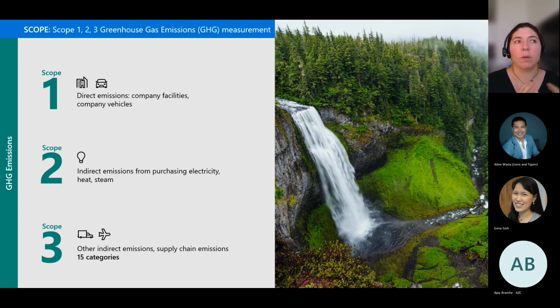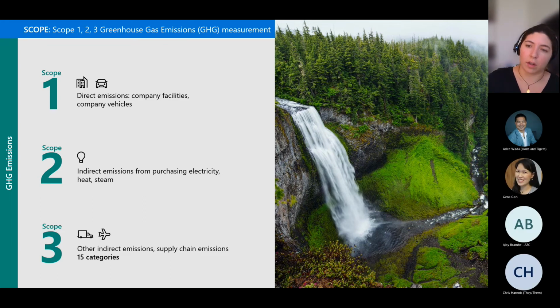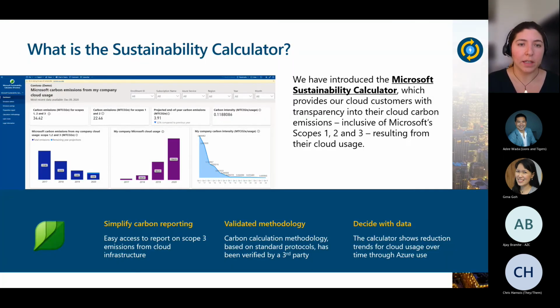And fun fact, we as a cloud vendor will typically classify as a scope 3 for our customers and partners who are purchasing cloud from us. We're one of those purchased goods and services. So now that that's clear, let's talk about the sustainability calculator, the emissions dashboard. This is our way of providing transparency into our cloud carbon emissions, including all 3 of the scopes.